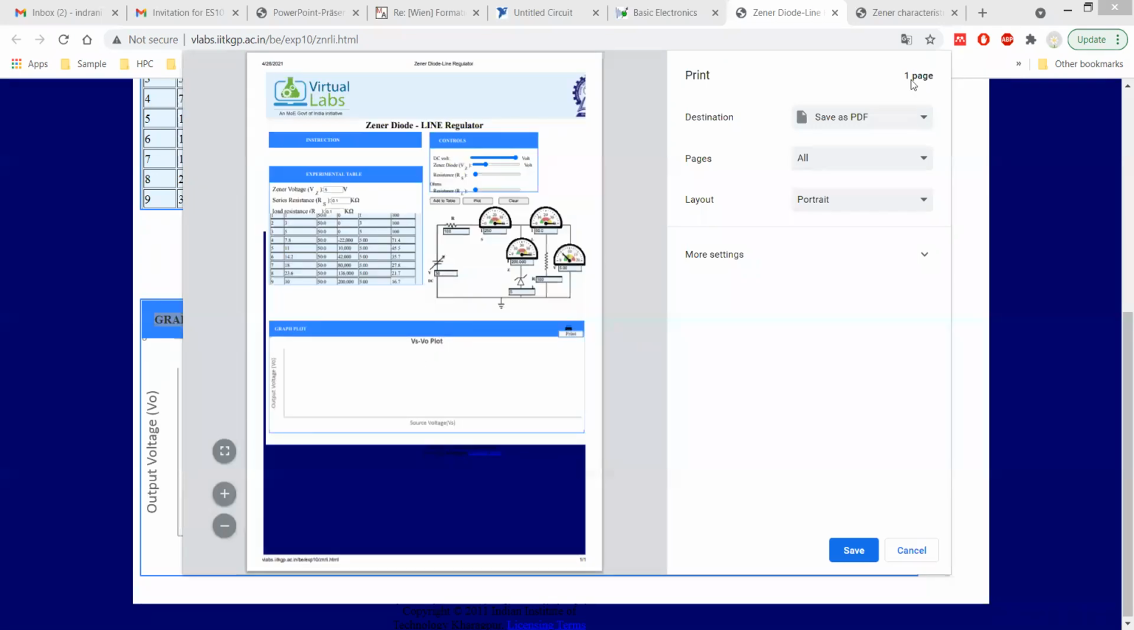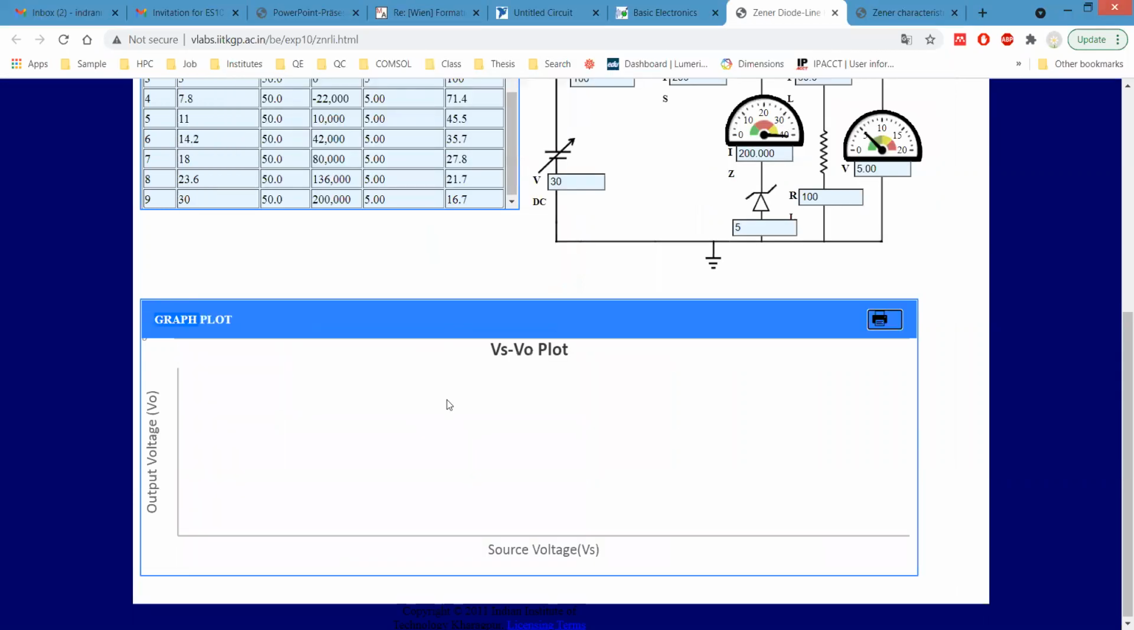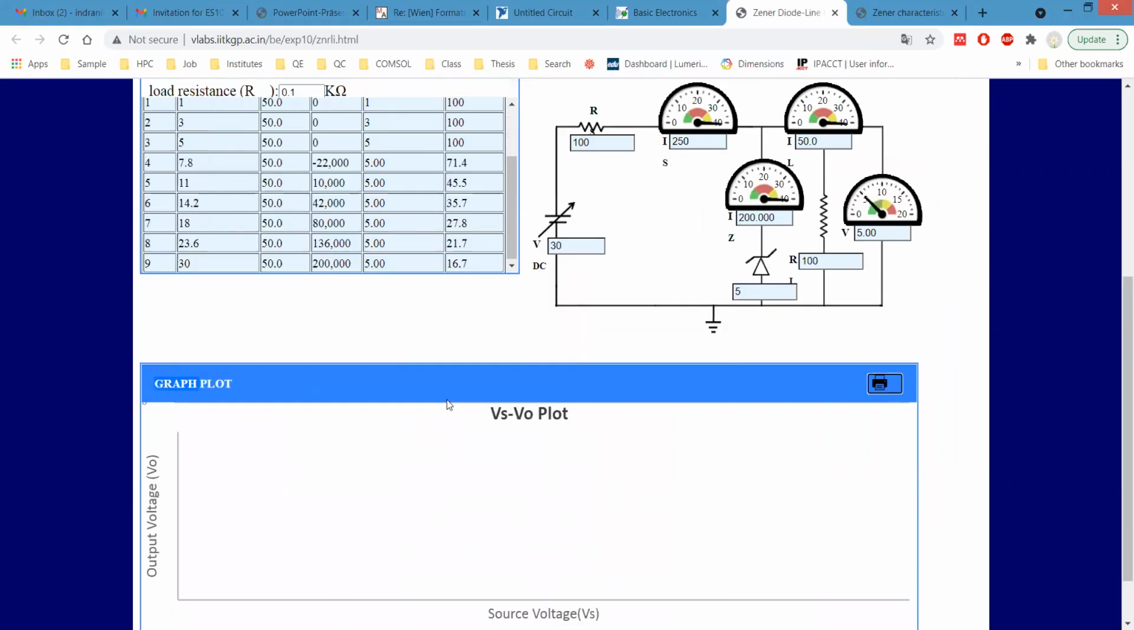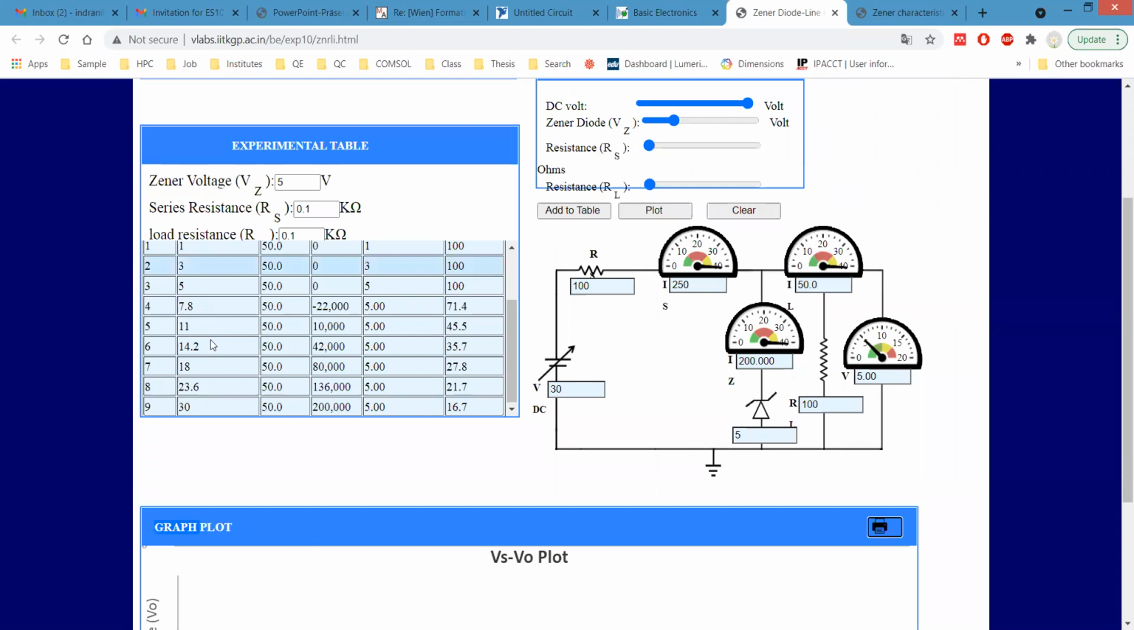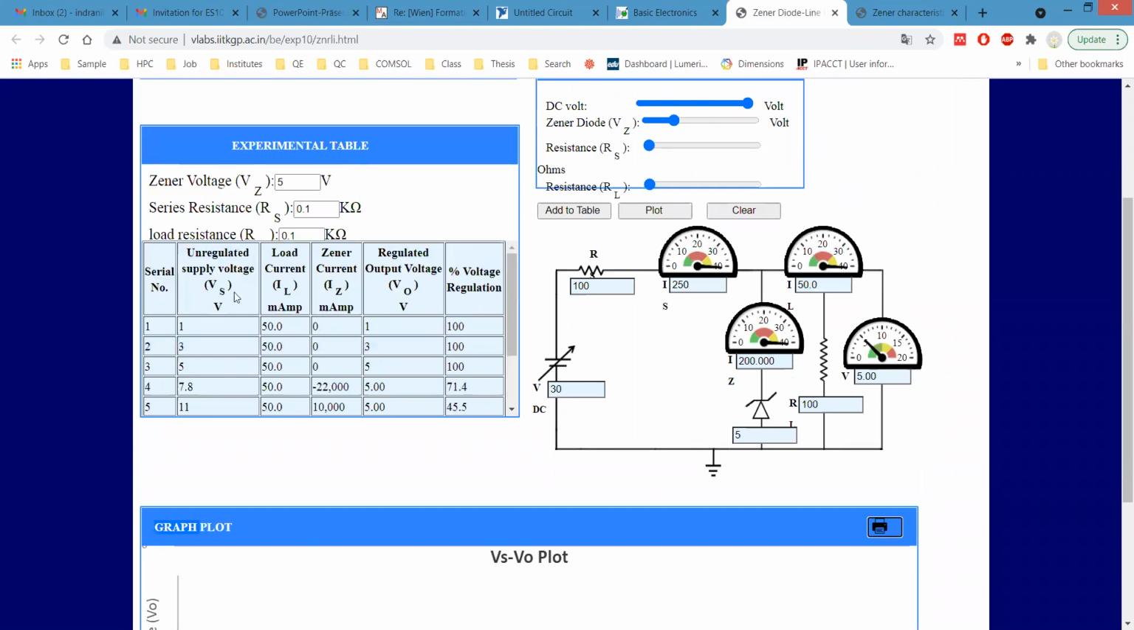No, it is not showing here. Okay, that is maybe due to this issue. So this is our output voltage and this is source voltage. This column is the input voltage, the unregulated supply voltage, and the output voltage, the regulated supply voltage. So let's plot it.